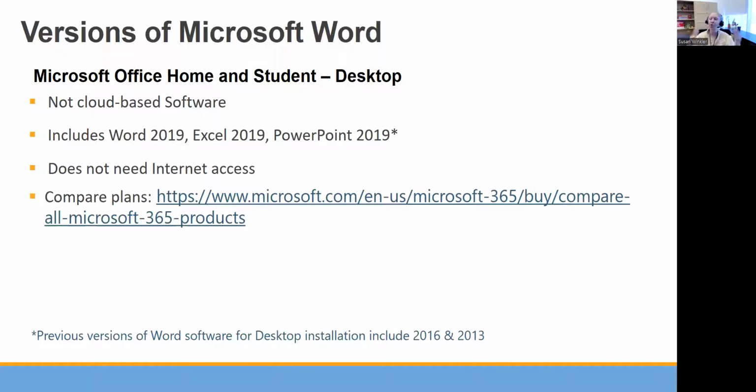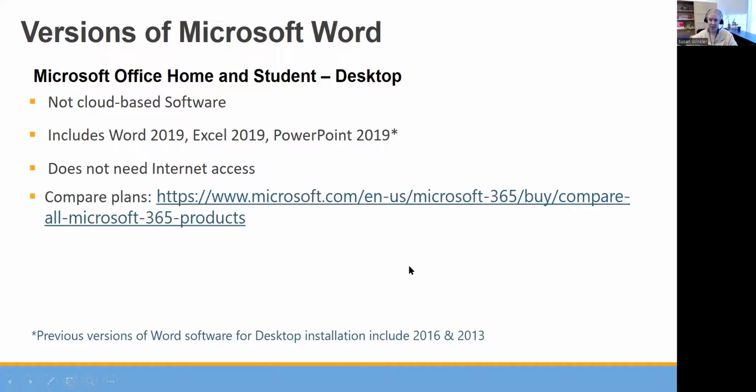Older versions would be like 2016, which is what we're going to use today, back to 2013. And if you have an older computer than that, you could even have some older versions of Microsoft products. For the most part, they'll work in a similar way to what we're discussing today. You might just have to figure out how to get to the certain functions that we're looking at. But if anybody's interested, the handout does have the direct links to those different plans so that you can take a look at them and see which ones you might want.